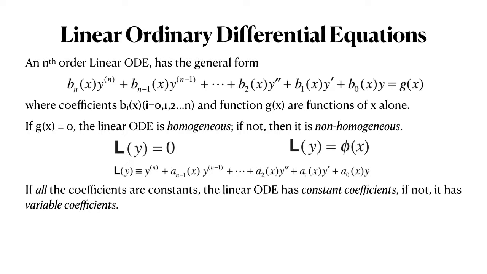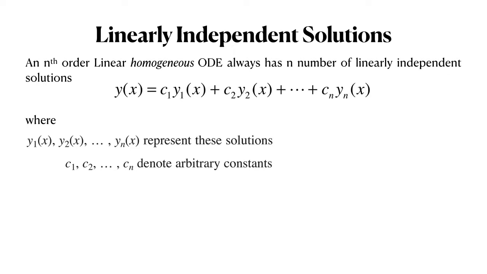If all of the coefficients are constants, the linear ODE has constant coefficients, and if not, it has variable coefficients. An nth-order linear homogeneous ODE always has n number of linearly independent solutions. So whatever the order of the ODE is, that is also the number of linearly independent solutions.